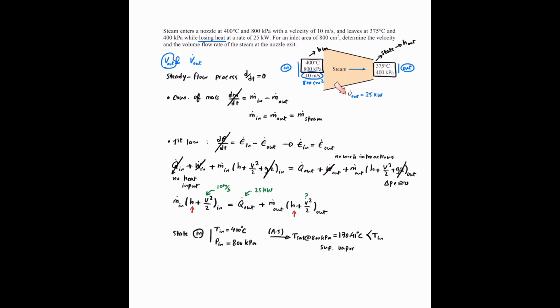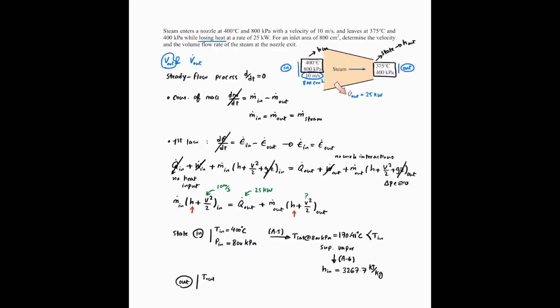Now that I know the state, I can go to superheated water vapor table A6 at the given temperature and pressure. I'm going to read for enthalpy at the inlet. It is going to be equal to 3267.7 kilojoule per kilogram. I'm going to do the same thing for the outlet.